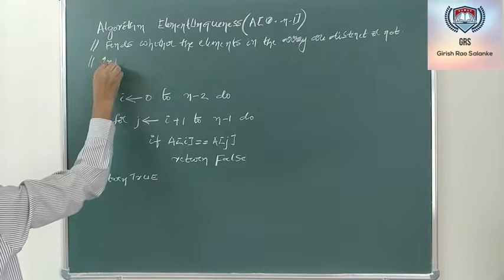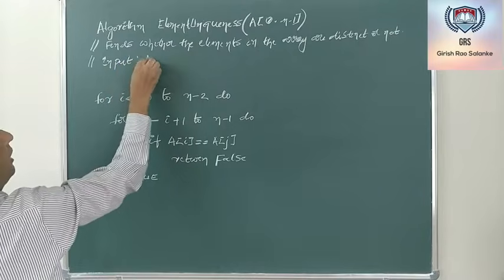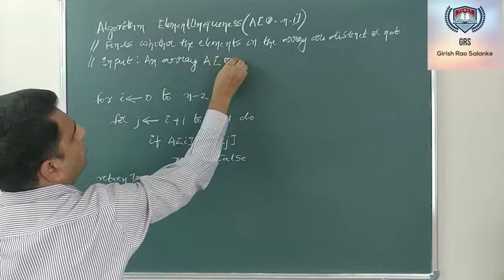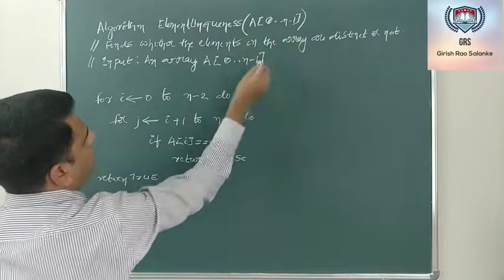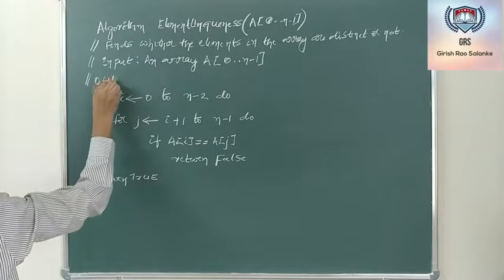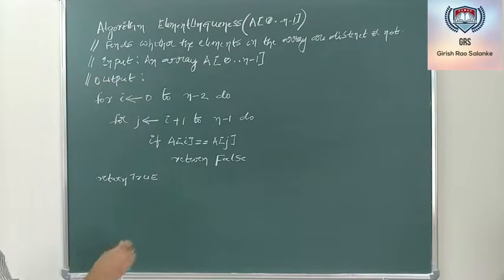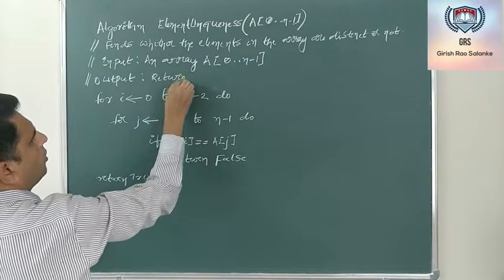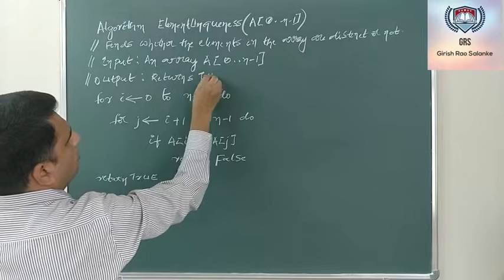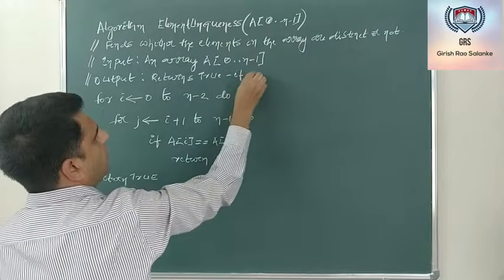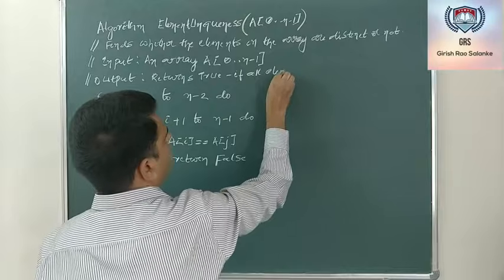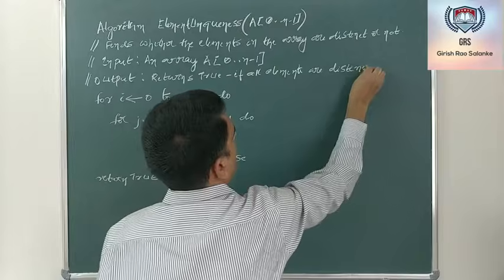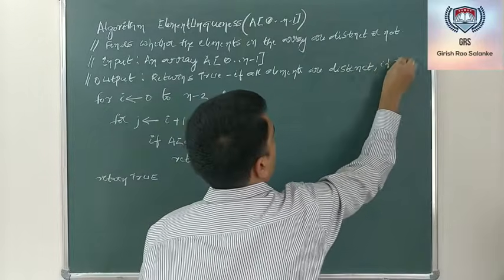What is the input? Input is an array A of size n, indexed from 0 to n minus 1. And what is the output? The output may either return true or it may return false. Returns true if all elements are distinct. If not, return false.